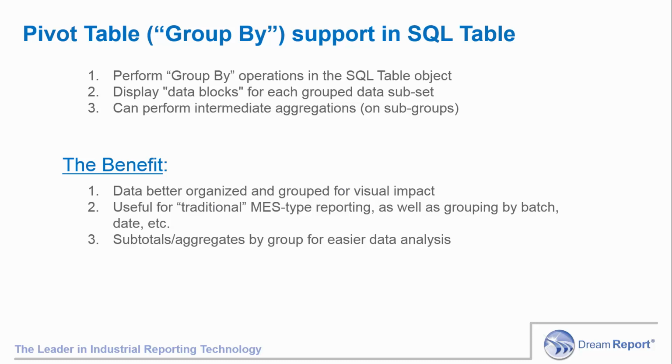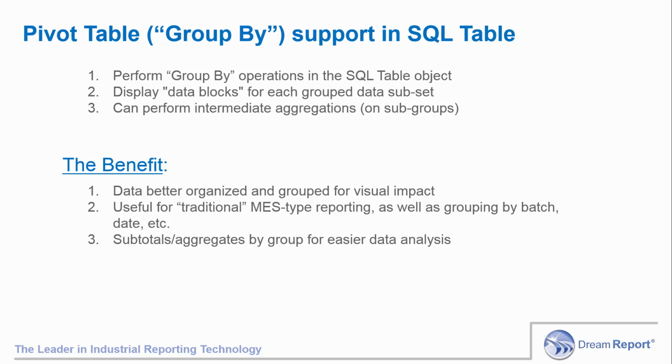The new Group By option in the Dream Report SQL table object allows the report developer to display tabular SQL data in a pivot table-like format. Data can then be organized into data subsets of groups or blocks, and be aggregated at the subgroup level in addition to aggregates over the entire table. This is especially beneficial when looking at large amounts of production data, for example from an MES database, where you want the data to be better organized for visual impact on the report, with totals or aggregates calculated at the group and subgroup level.